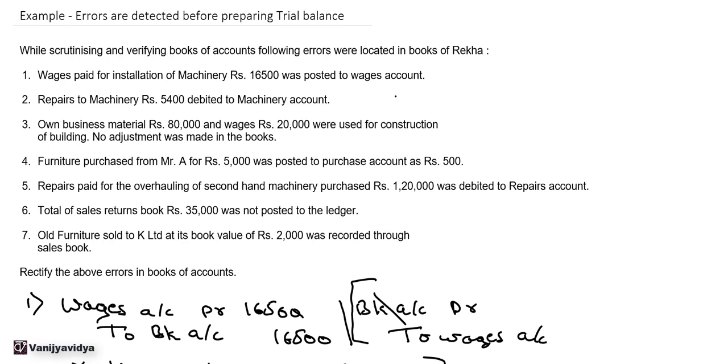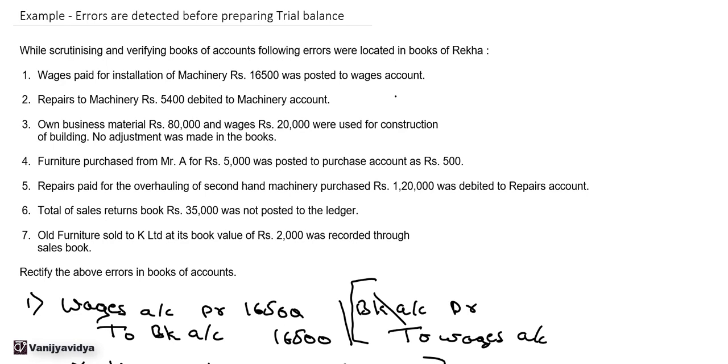So these repairs are to the machinery, that is 5,400. Since nothing is mentioned, we assume that these repairs to the machinery are the normal repairs and maintenance. So this repairs to the machinery should be debited to your repairs and maintenance expenses. So instead of that, they are debited to machinery account.